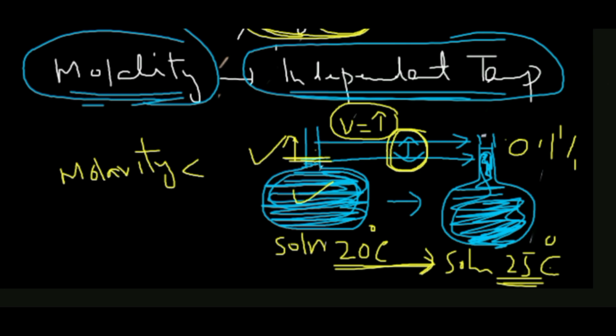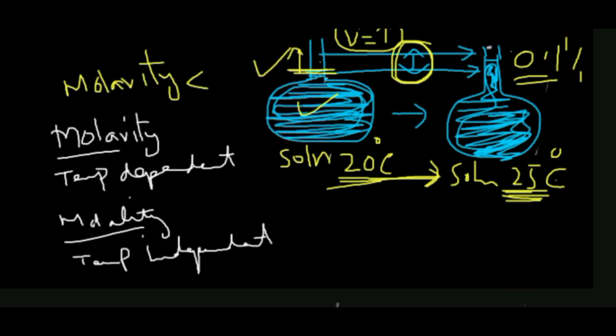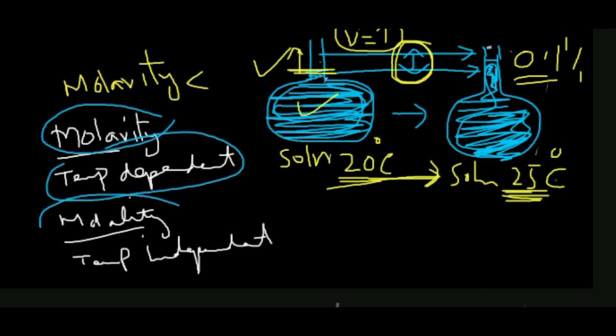the volume of temperature, you can say. So by increasing the temperature, the molarity of the solution decreases by 0.1%, while the molality is independent of temperature. If you increase the temperature from 20 to 25 degrees, it has no effect on the concentration of the solution. So we can say that molarity is temperature dependent, while that of molality is temperature independent.